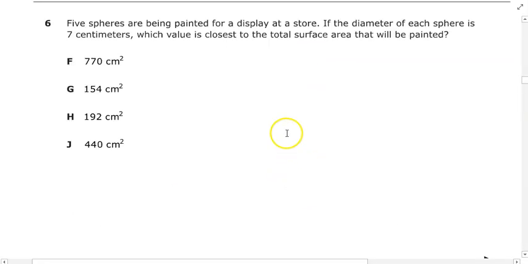All right, number 6. 5 spheres are being painted for a display at a store. If the diameter of each sphere is 7 centimeters, which value is closest to the total of the surface area that will be painted? So we've got 5 spheres. Each has a diameter of 7 centimeters. We're trying to find the total surface area. So we need to find the surface area of 5 spheres.